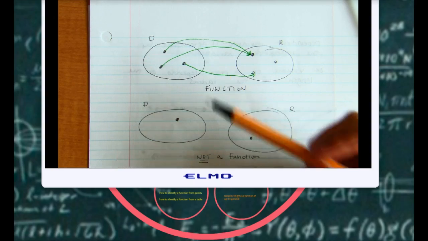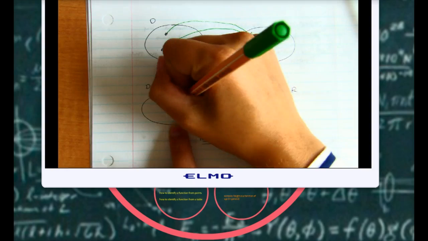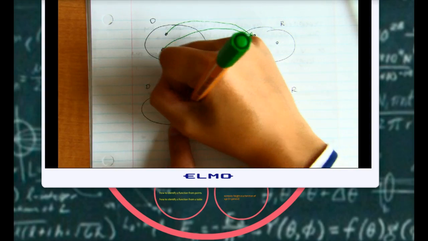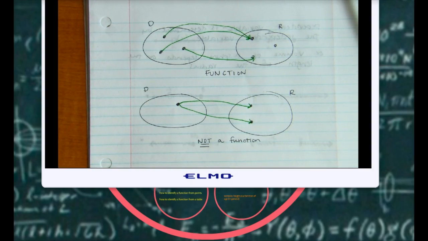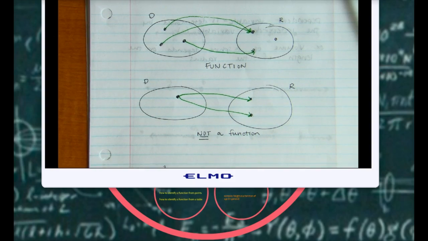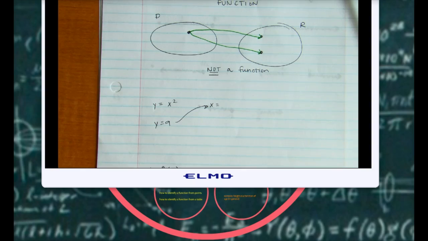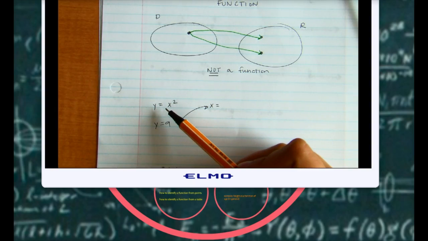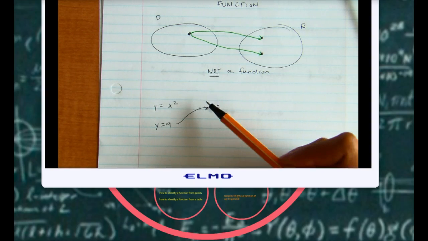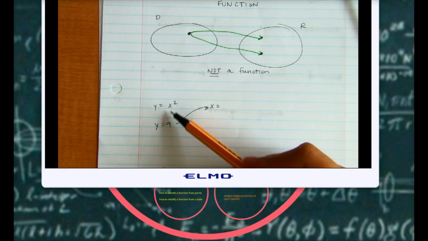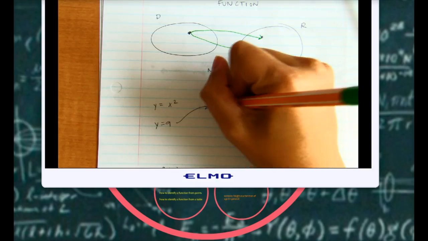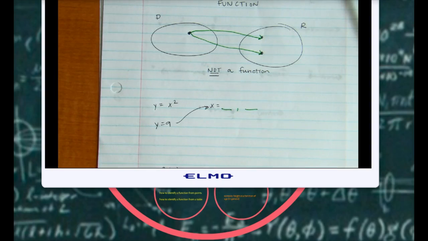It's just not okay if, like in this case, I've got one input that goes to two different outputs, or one value in my domain that goes to two different values in my range. To put a mathematical example to this, if I've got the function y equals x squared, and I know that y equals 9, what are my values of x that I can substitute in that will give me 9? There might just be one number, or you might be able to think of a second. What are my values for x that will give me the output of 9?